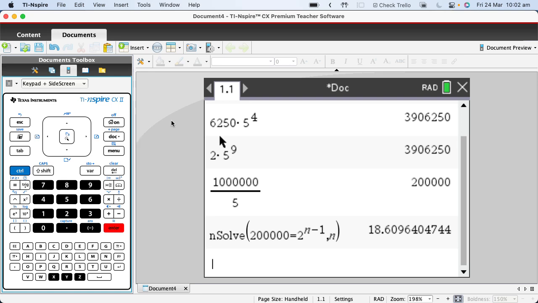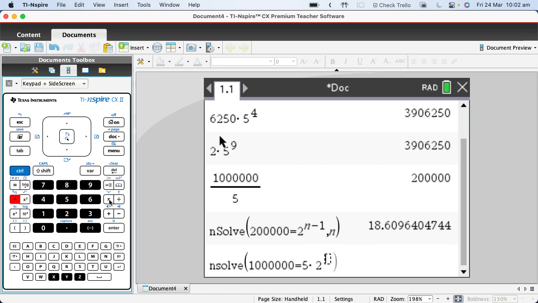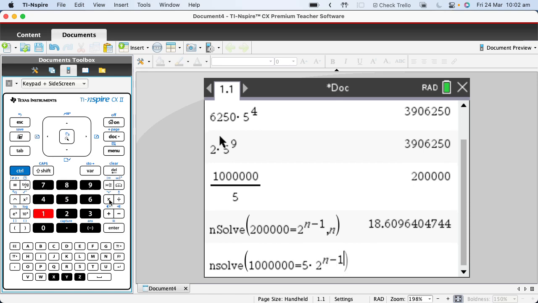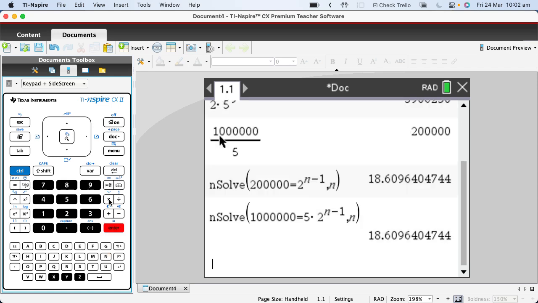Okay? I could even, if I wanted to make sure that I wasn't making any mistakes, go back to the initial one, which is a million equals 5 multiplied by 2 to the power of n minus 1, comma n. Press return. That will solve it for you as well. So that's kind of cool, isn't it? Just write the equation. So your job is to form the equation. Your calculator's job is to create an answer.